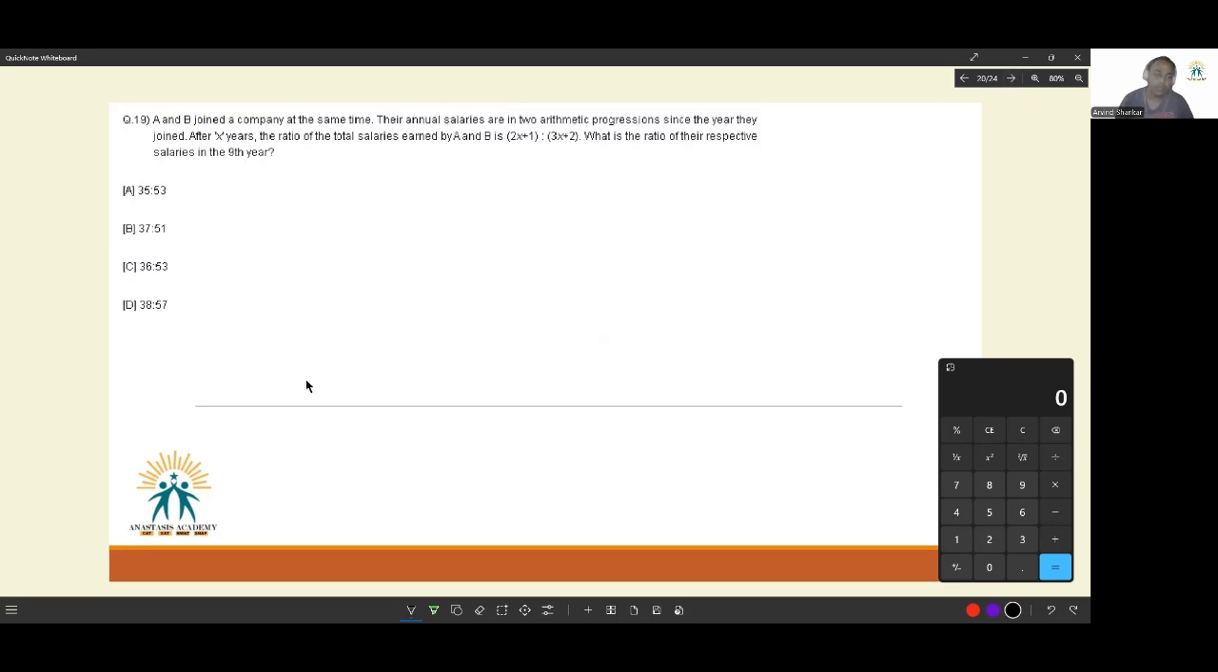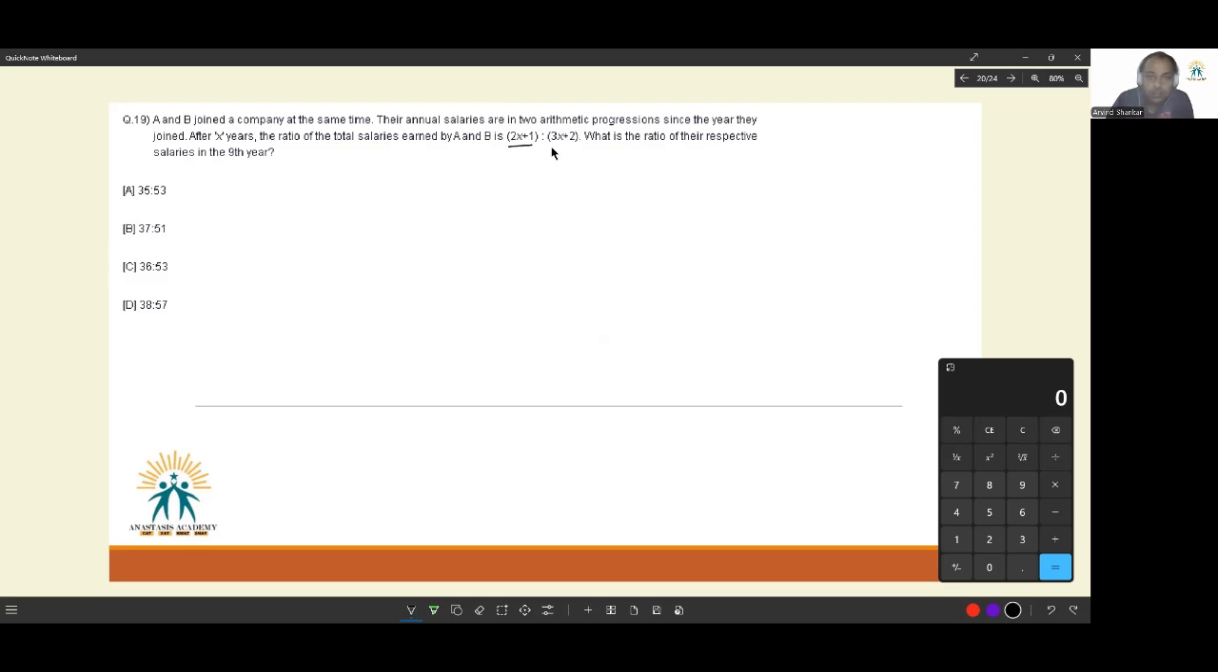A and B joined a company at the same time. Their annual salaries are in 2 arithmetic progressions since the year they joined. After x years, the ratio of total salaries earned by A and B is 2x plus 1 to 3x plus 2. What is the ratio of the respective salaries in the 9th year? Okay.